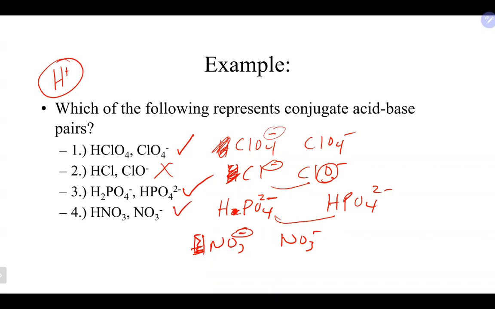So that would be it as well. So it looks like 1, 3, and 4 are winners here. 2 is the only non-Bronsted-Lowry pair here. By the way, the acid is typically the one in a pair that has the more hydrogens. Any questions on that one there?